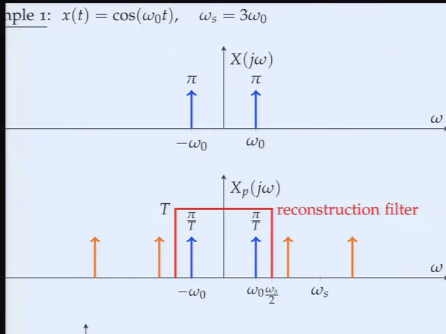Right? Okay, and then the reconstruction filter HR that I was talking about will just pick out those 2 spikes, and therefore we end up with what we started with. Right? You sampled fast enough, therefore you have not lost anything. So that's the good example, right?